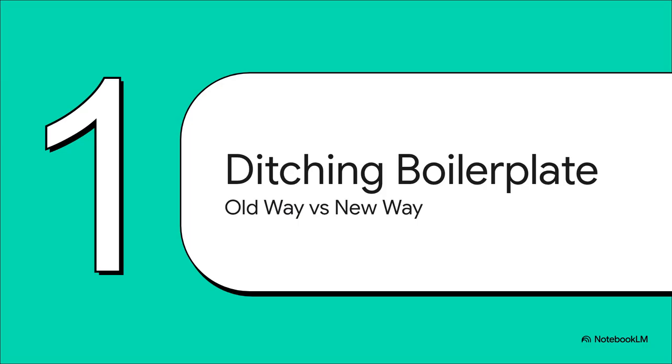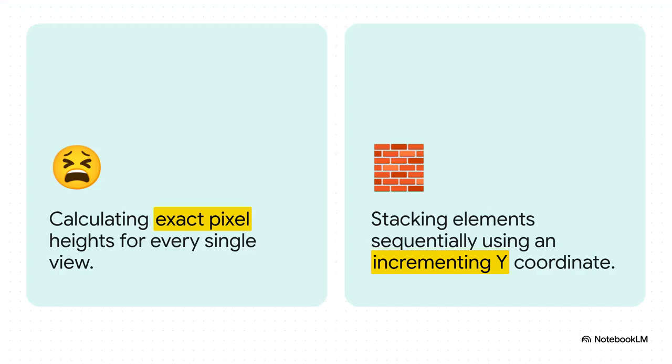All right, let's jump straight into part one, ditching ScrollView boilerplate and comparing the old way versus the new way. Look, the old way of building these scrollable pages meant you were literally calculating exact pixel heights for every single view you dragged onto the screen. Tweak the padding on one button and boom, you're recalculating the math for everything below it. It's exhausting. But the new paradigm, it changes everything.